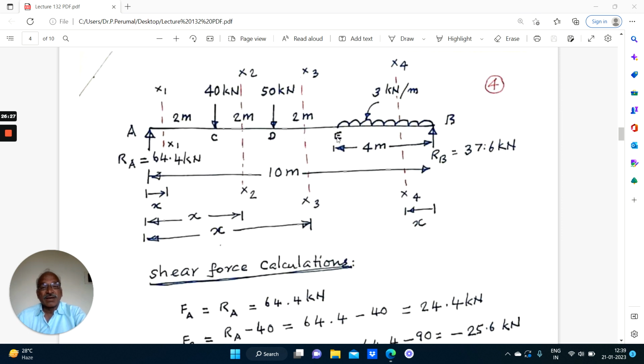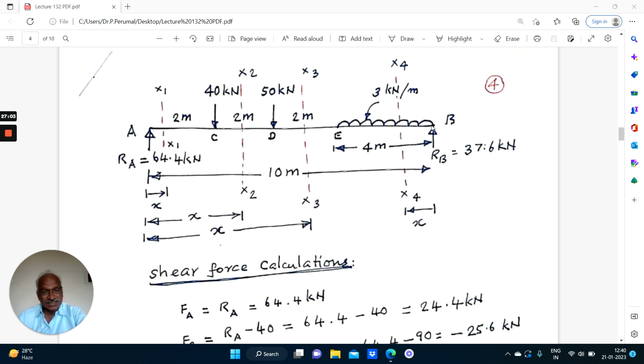Right. Now for the portion BE, you can consider all the forces from the left, but the number of terms will be more. So to simplify our calculation, we consider the forces to the right of the section. Right. Now when you consider the portion to the right, the bending moment at XX equal to 37.6 into X. X is measured from the right hand support. 37.6 into X minus 3 kilonewton per meter. We are considering this section. This length is only X.